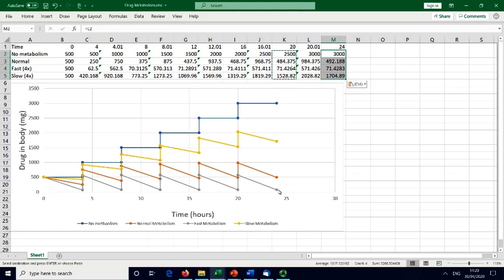In the case of the fast metabolizer, we still have very, very little drug in the system at the end of each 4 hour period, only 71 milligrams. So actually the average drug level is much, much lower. And of course, what you can see for the slow metabolizer is it's building up to more than twice the average level we have in the normal metabolizer.